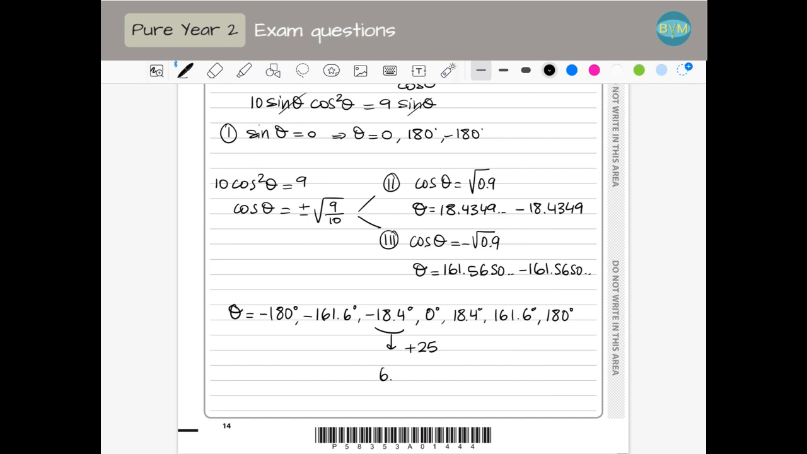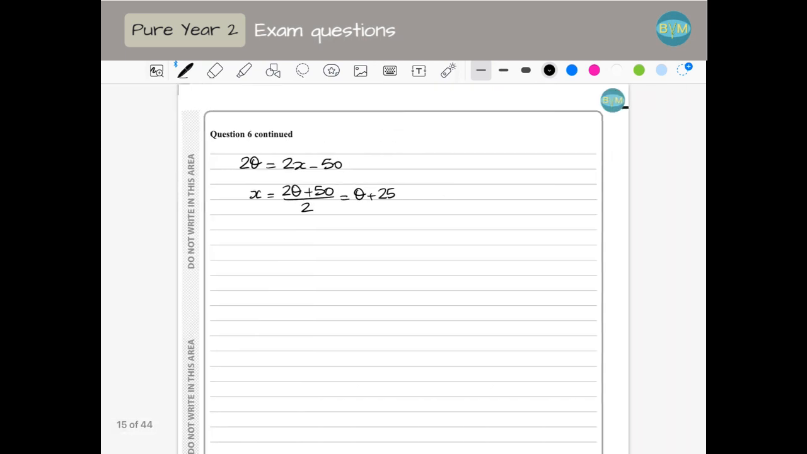So my smallest positive solution is minus 18.4 plus 25, which is 6.6 degrees, yeah?